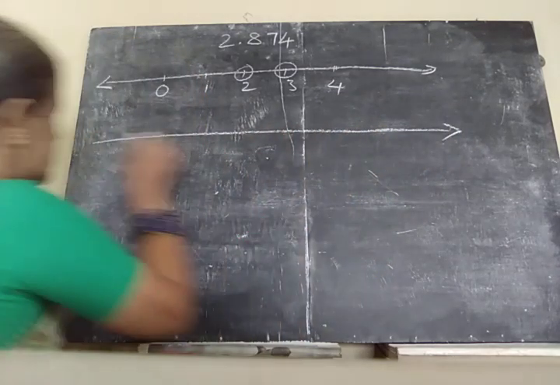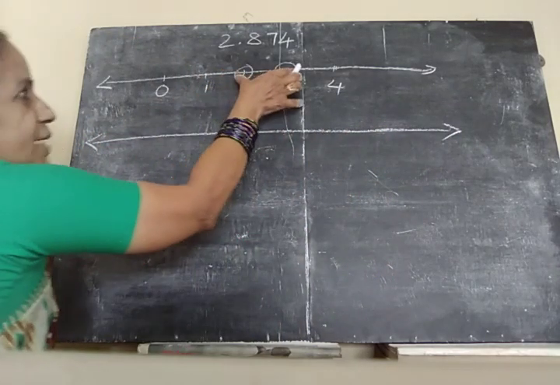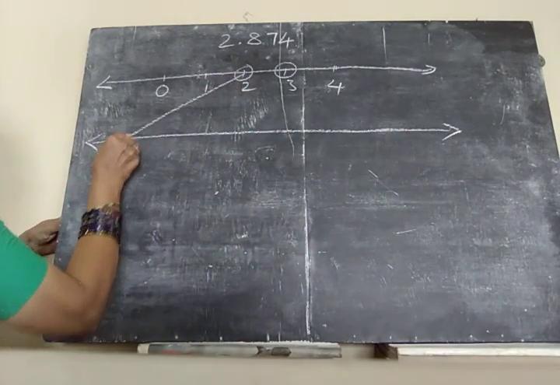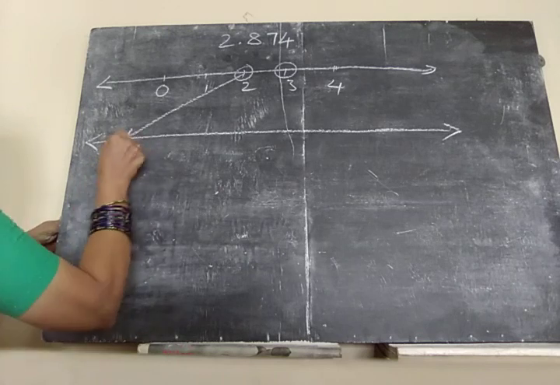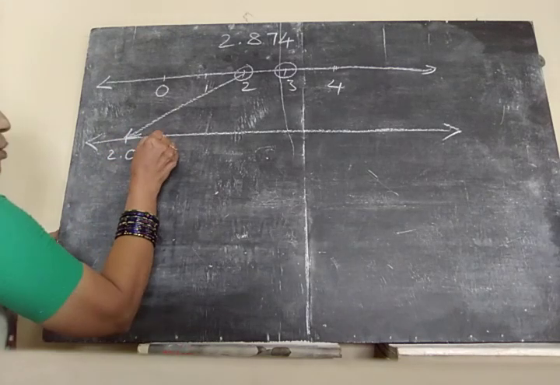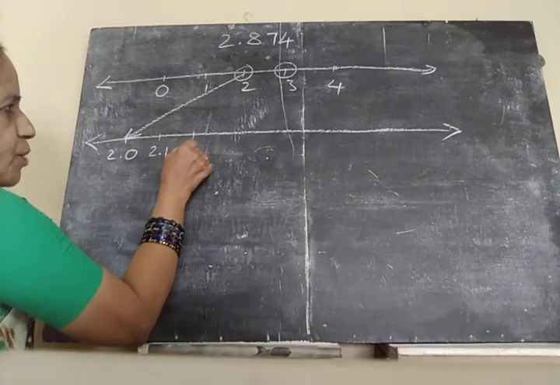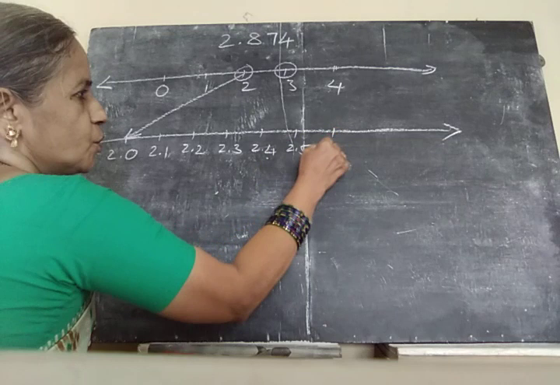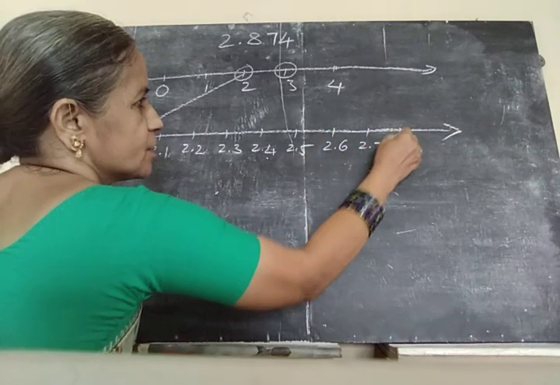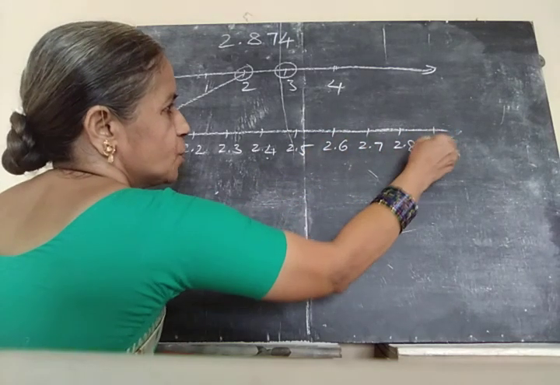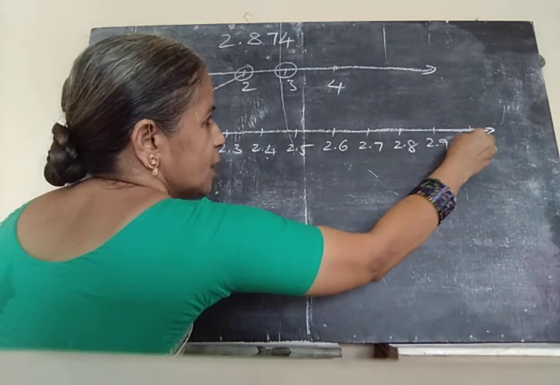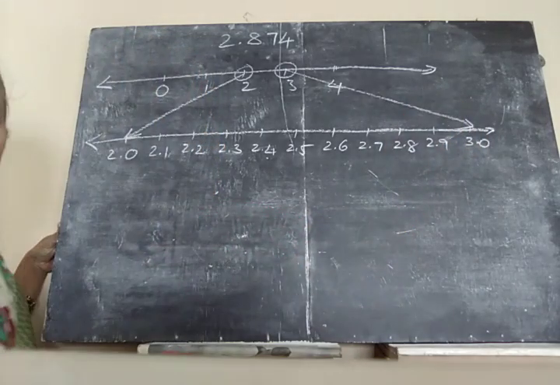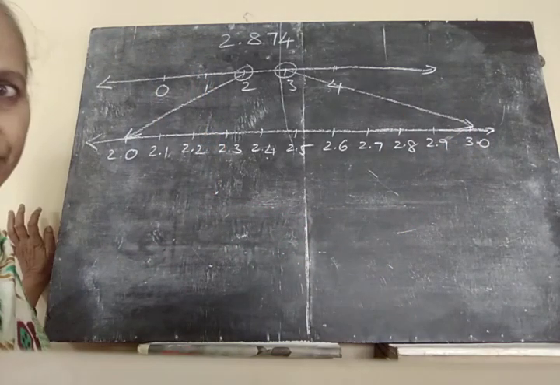Now draw another number line. Second step, expand this 2 and 3. 2, how can you write as decimal form? 2.0. Now 2.0, after that 2.1, 2.2, 2.3, 2.4, 2.5, 2.6, 2.7, 2.8, 2.9. Next 3.0. So 3 means it is 3.0. Understood, children? This is the second step.